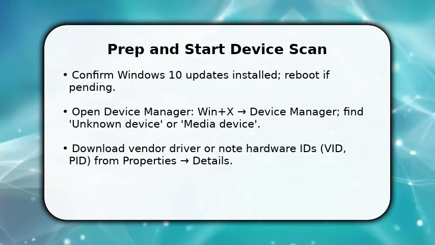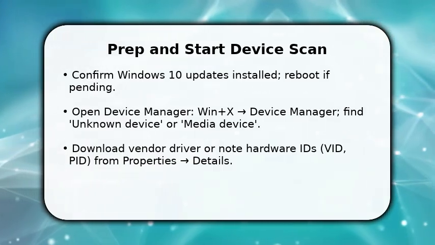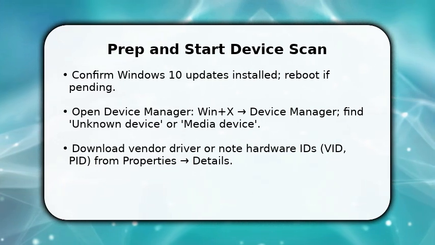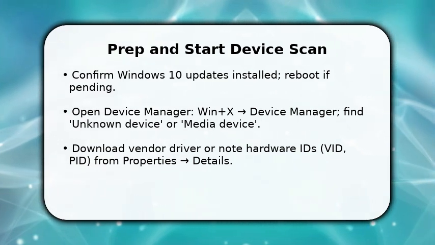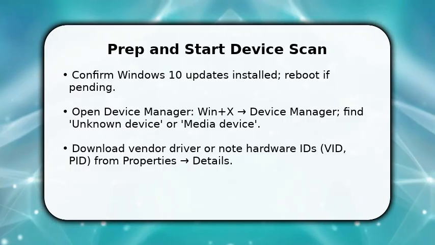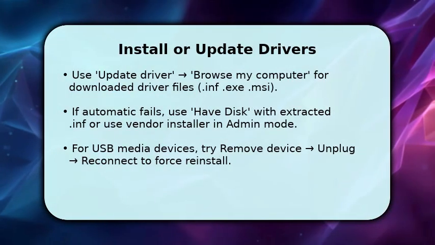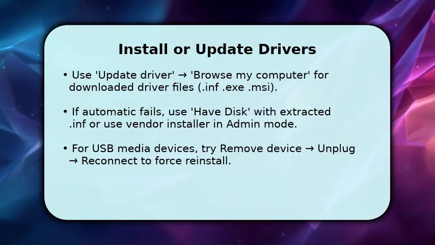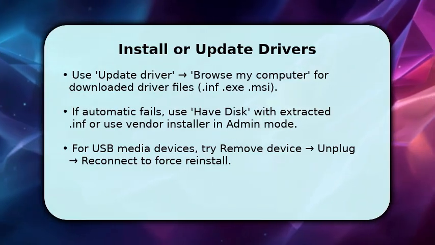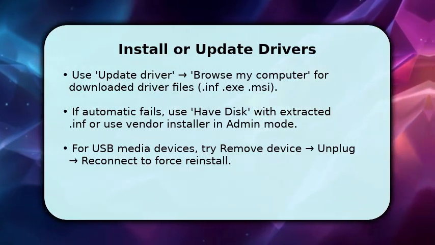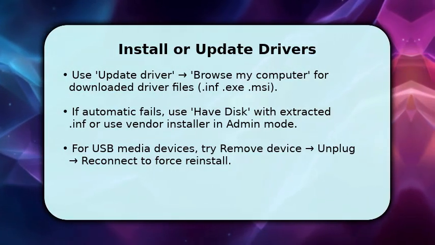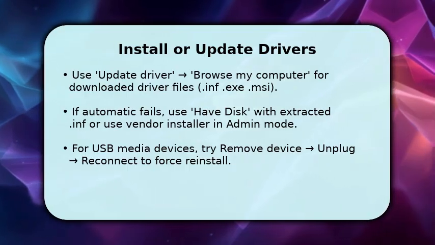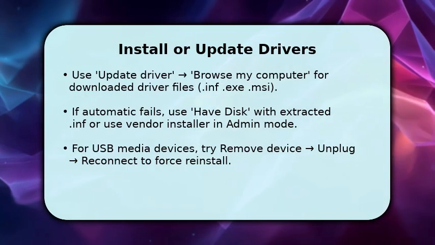While you do that, download the matched driver package to a known folder so you can install it next. Now install the driver you downloaded. Right-click the device and choose Update Driver, then browse My Computer for driver software, point to the folder with the INF or run the vendor EXE as administrator. If automatic install fails, extract the package and use Have Disk to select the INF.